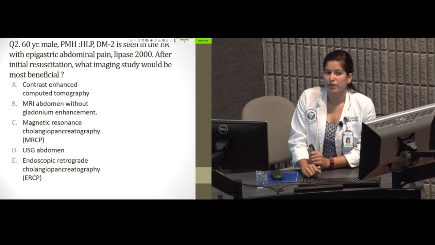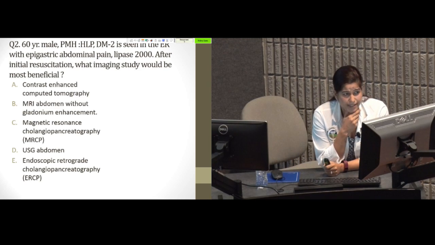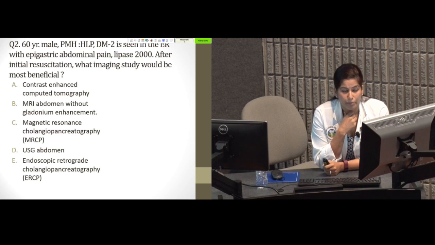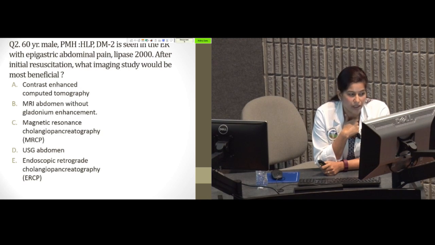All right, are you guys ready with the next question? So next is, this is a very important question. This concept I think is very, very important. So 60-year-old male with a past medical history of hyperlipidemia, uncontrolled diabetes, is seen in the ER. He has epigastric abdominal pain. His lipase is 2000. After initial resuscitation, what is the imaging study of choice you're going to give this patient? First is contrast-enhanced CT, MRI abdomen without a contrast, you will do MRCP, ultrasound abdomen, or you'll go for ERCP.